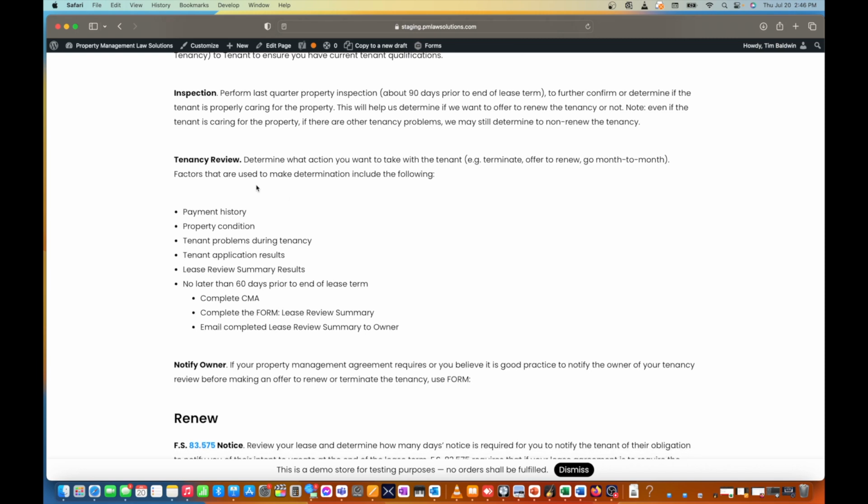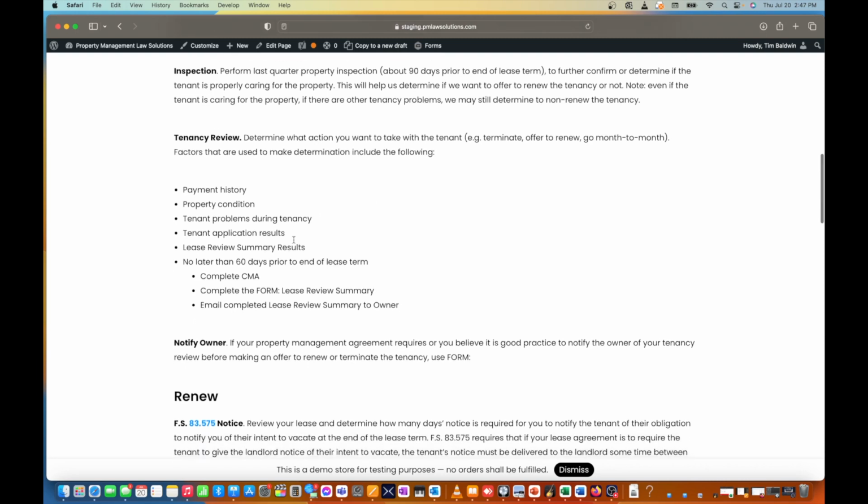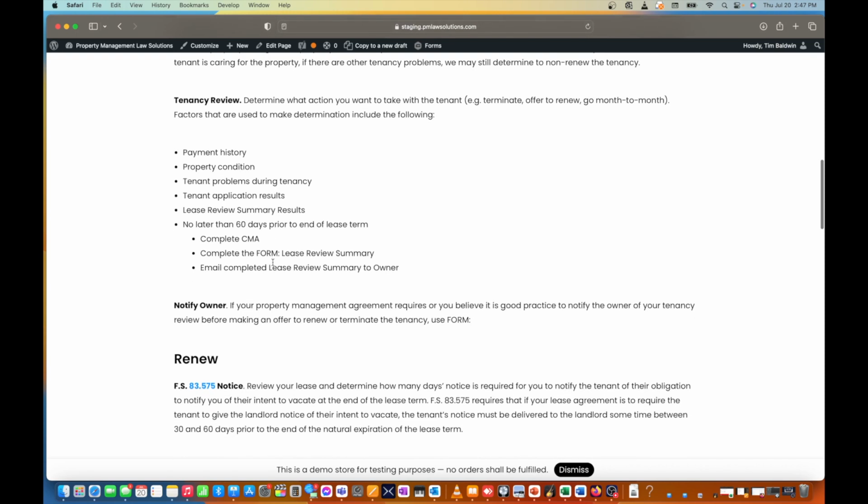Another thing, as I stated, is we review the tenancy to determine if this tenant is one that we want to renew, or perhaps maybe we want to go month to month, but it's relevant to what kind of an offer we may make to a tenant who would like to stay in the property. And that tenancy review has to do with their payment history, property condition, any problems they may have created during the tenancy, the application results, and essentially a complete picture of what's happening. And then from there, of course, we're also looking at, well, what is the rent value going to be?